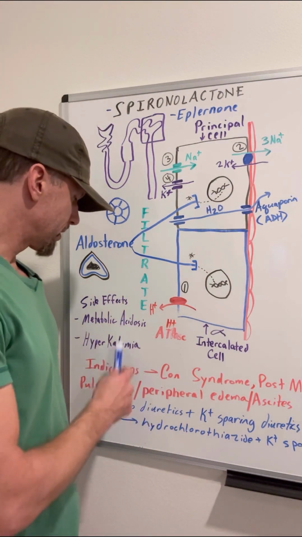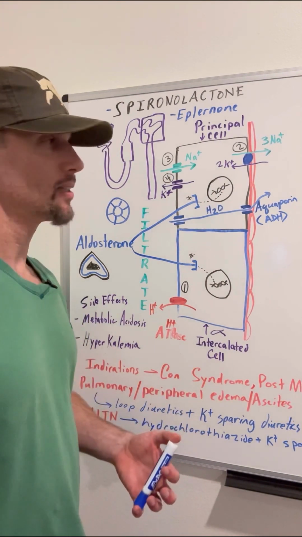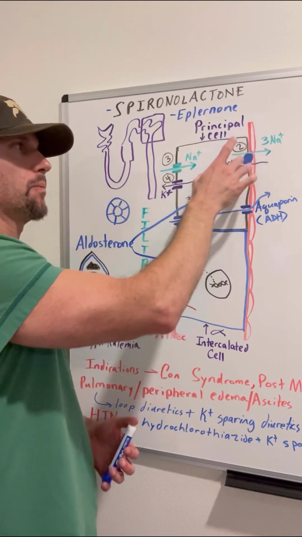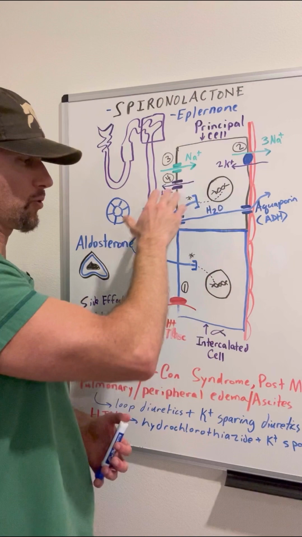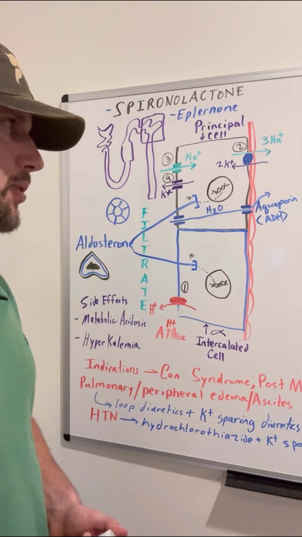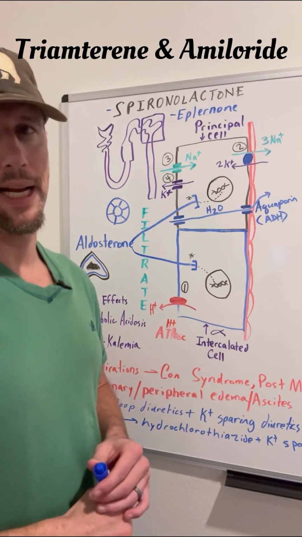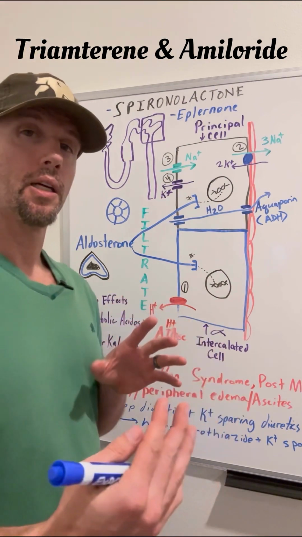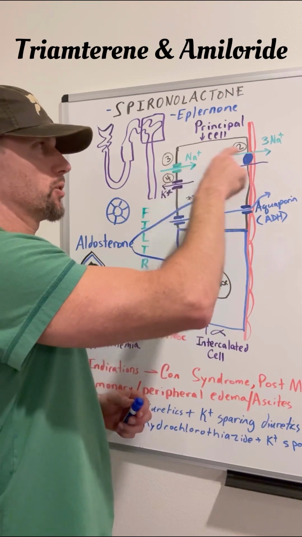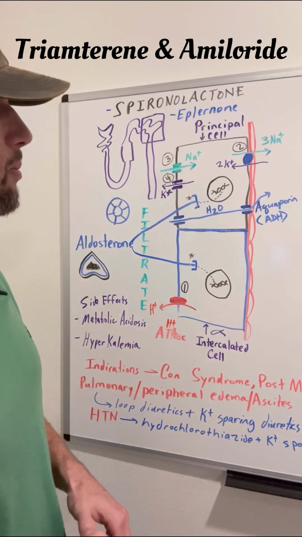Another thing, if you have these side effects, there are some potassium-sparing diuretics that just block the sodium channel and the sodium potassium ATPase. They don't do anything with this down here, so that could be an option. Those are called triamterene and amiloride. Those are two potassium-sparing diuretics that don't block aldosterone. Instead, they just block these channels, the sodium channel and the sodium potassium ATPase, in the principal cell.